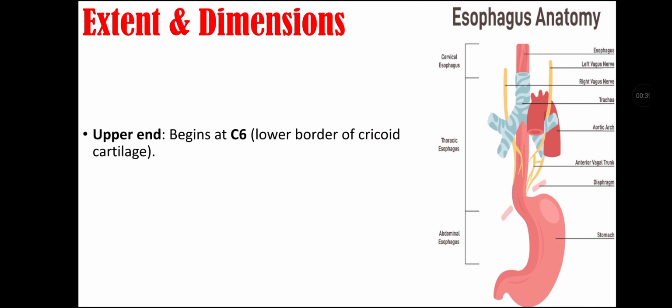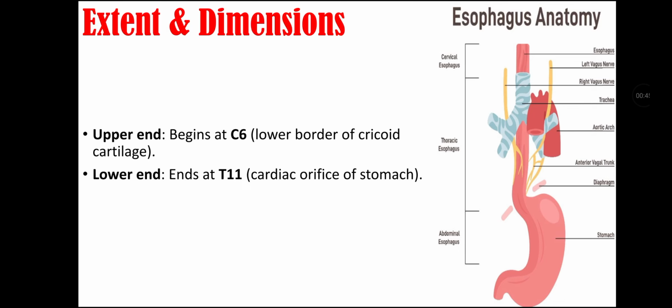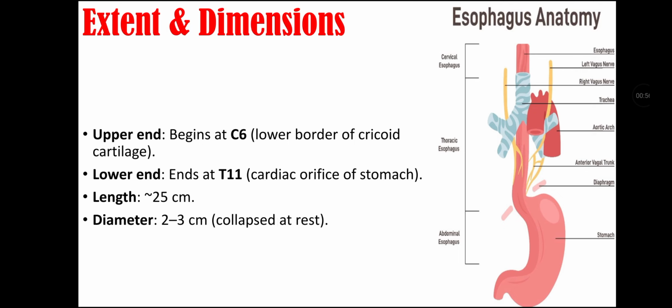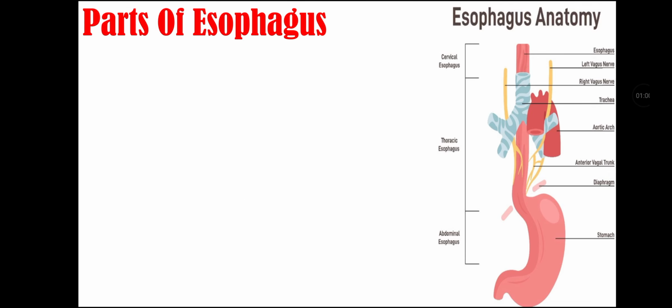Extent and dimensions of esophagus. Upper end of esophagus begins at the C6 level where lower border of cricoid cartilage is present. Lower end of esophagus ends at T11 level where cardiac orifice of stomach is present. The length of esophagus is approximately 25 cm. Its diameter is 2 to 3 cm that is collapsed at rest.